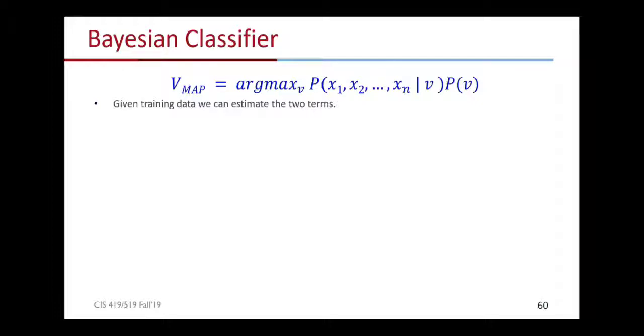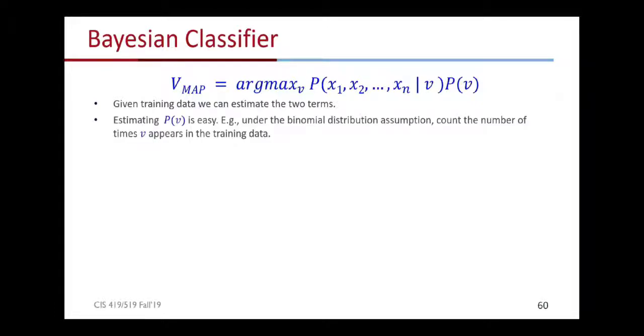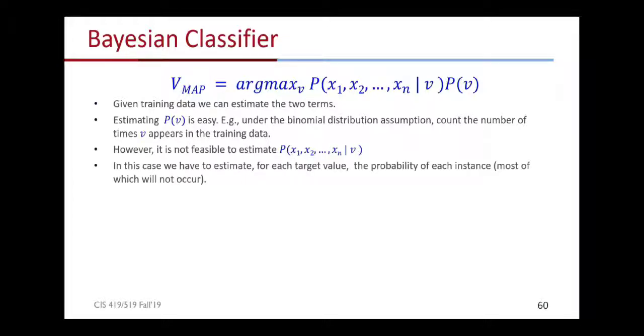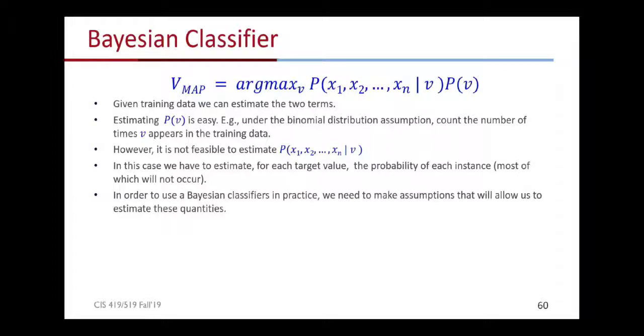In order to move forward, we have to make some assumptions. So, as I said, estimating P of v is easy, but we cannot estimate the probability of the data given v. We really have to make some assumptions. And what kind of assumptions we make will dictate what kind of classifier we have. We're going to see several types of assumptions today and next week. Today we're going to make the strongest assumption that we can make, just so that we'll be able to do something.